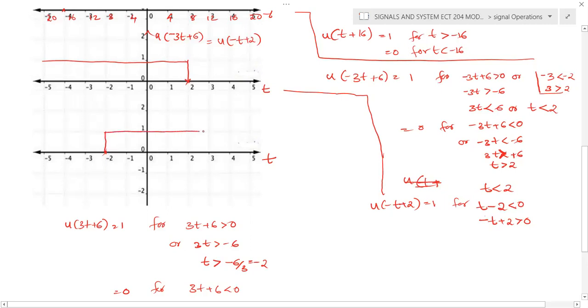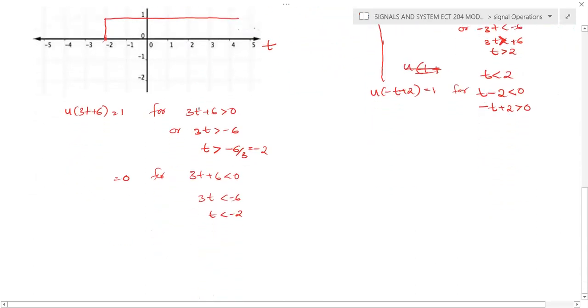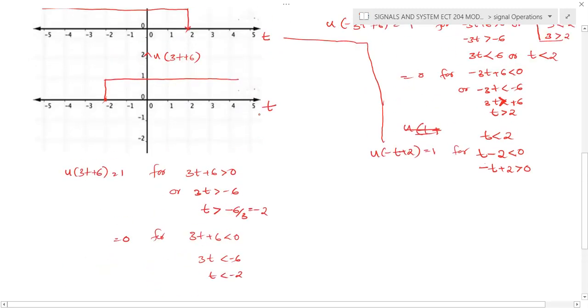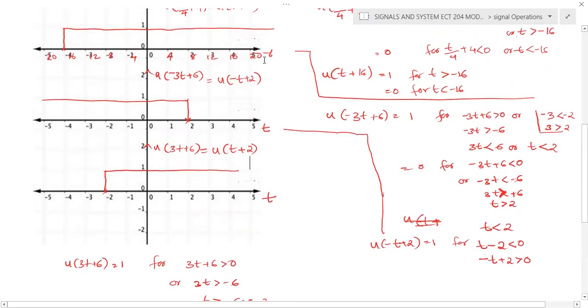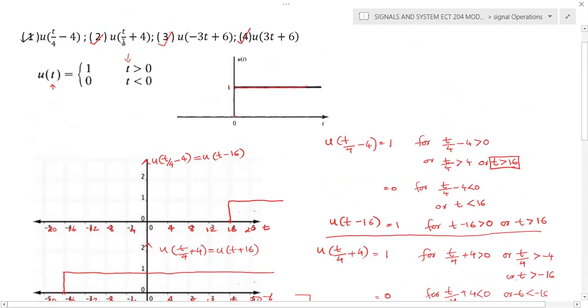Okay, when t is greater than minus 2 means towards right. So this is a function u of 3t plus 6, and you can also write it like this, because here the condition is t greater than minus 2. So you can rewrite it like this: u of t plus 2 greater than 0. So this equation can be written as u of t plus 2. Okay. So this is all about the first four questions.